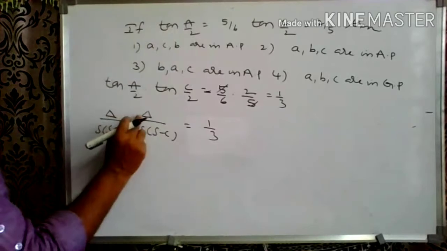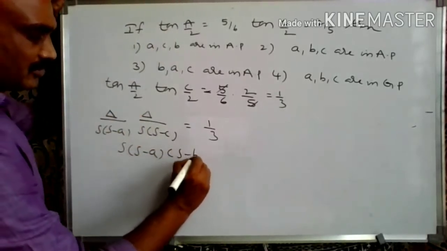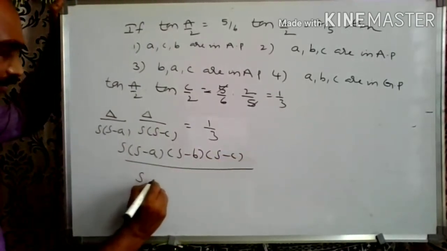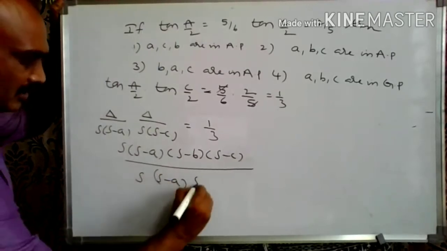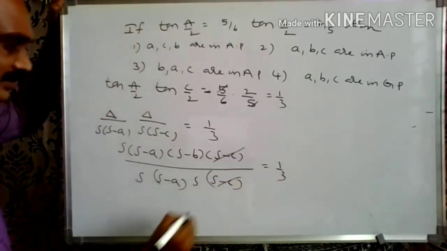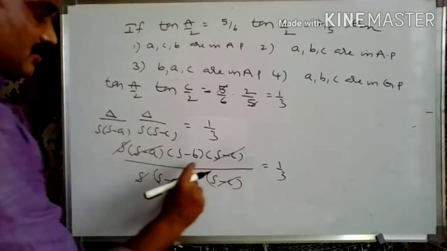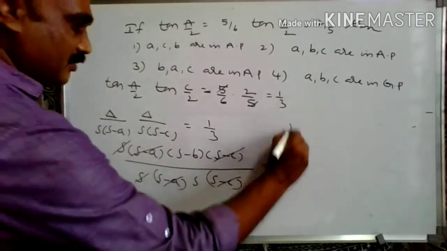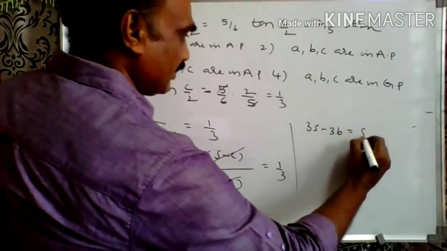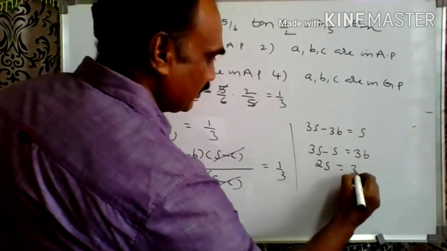So here, numerator delta square. So delta square is equal to s into (s minus a) into (s minus b) into (s minus c), divided by s into (s minus a) into (s minus c), is equal to 1 by 3. So (s minus c) gets cancelled, s gets cancelled. So (s minus b) by s. So cross multiply: 3s minus 3b is equal to s. So 3s minus s is equal to 3b. So 2s is equal to 3b.